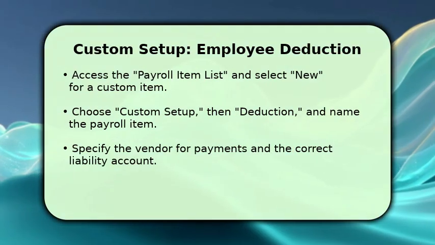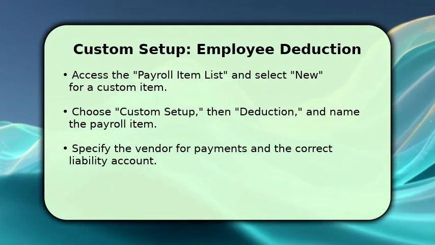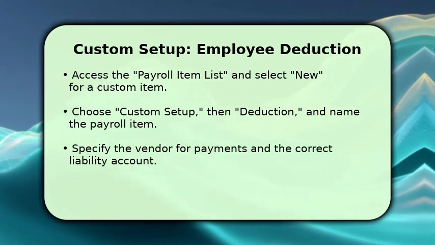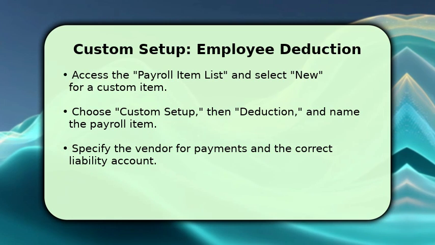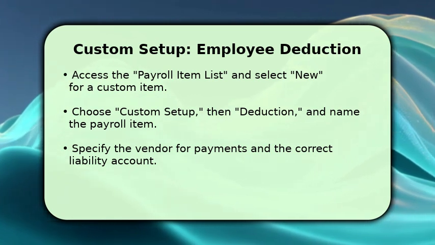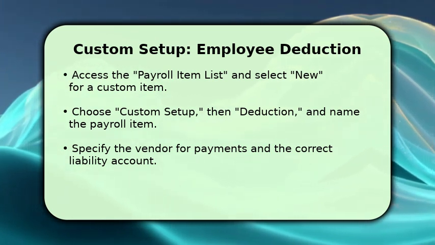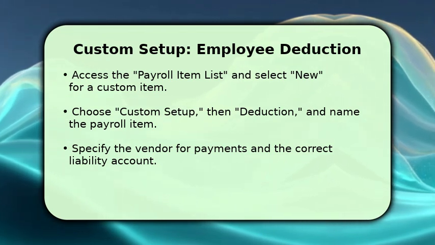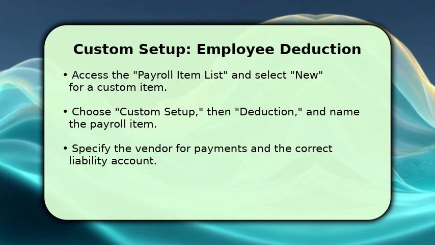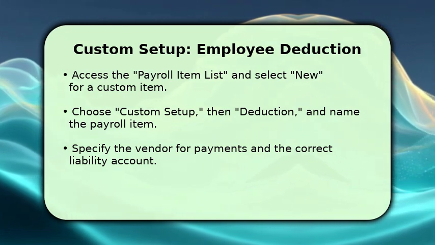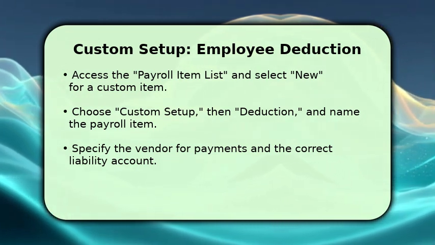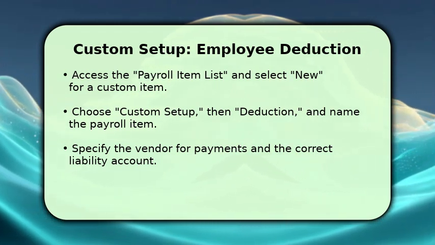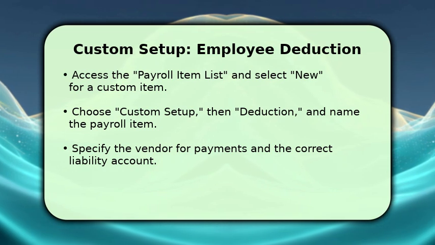If you need more control, the custom setup allows detailed configuration for employee 401k deductions. Navigate to the payroll item list and select New. Choose Custom Setup, then Deduction, and give your item a clear name. You will specify the vendor receiving payments and select the appropriate liability account. Crucially, set the tax tracking type to 401k to ensure accurate federal income tax withholding and W-2 reporting.